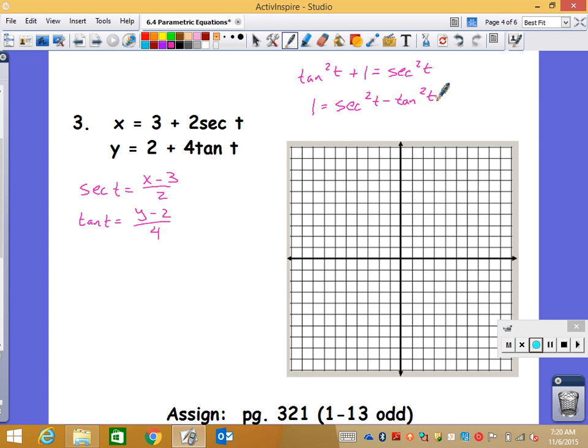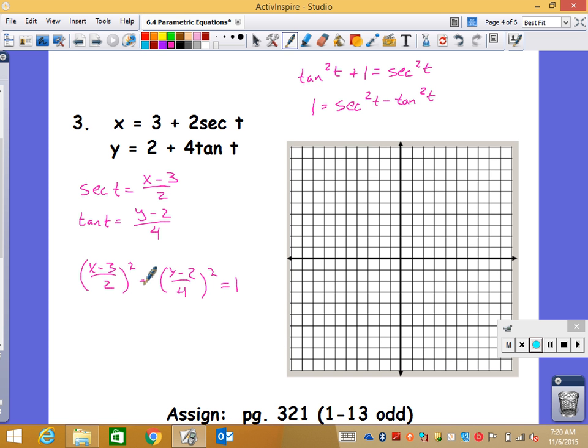I'm going to write the 1 on the right-hand side of my equation just to keep it consistent, but I have x minus 3 all over 2 squared minus y minus 2 all over 4 squared equals 1. Notice the difference here is I have a minus sign in between my terms instead of a plus. This minus sign makes it a hyperbola. We'll talk about how to make those hyperbolas, give a bit of a crash course.